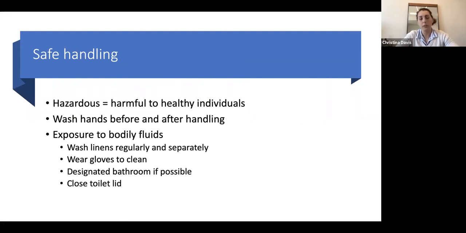Regarding exposure to bodily fluids, this section is really focused on cytotoxic chemotherapy. That's where there's the most data. You should be washing linen separately. If someone ever vomits or has an accident, wear gloves to clean it. If at all possible, have a designated bathroom or close the lid of the toilet when you flush. So really the most data for this is towards cytotoxic chemotherapies.